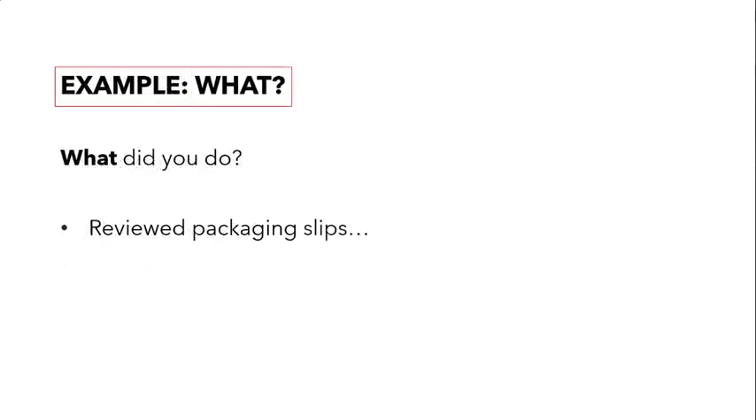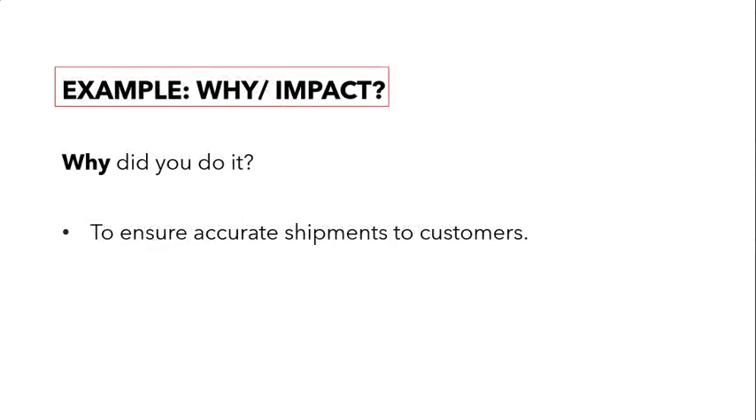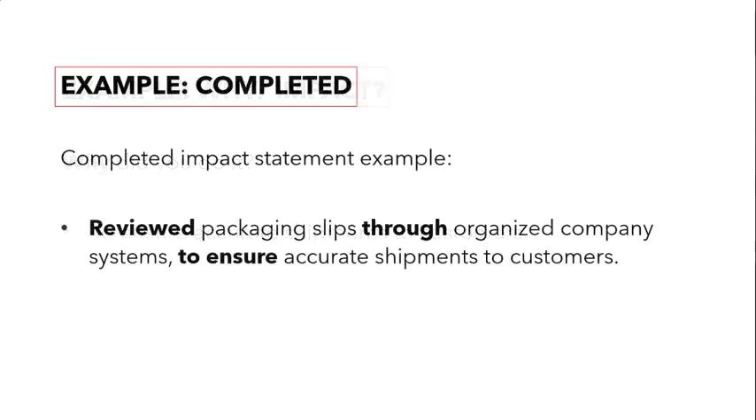As an example for what did you do, let's say you reviewed packaging slips. So how did you do it? You did it through organized company systems. Now why did you do it? To ensure accurate shipments to customers. Here's our completed impact statement example: Reviewed packaging slips through organized company systems to ensure accurate shipments to customers.